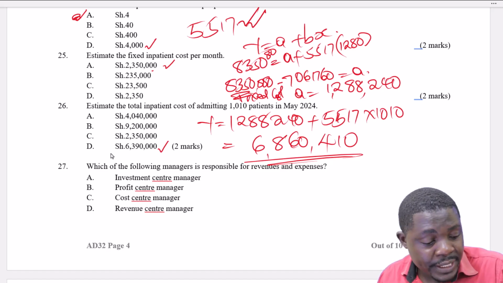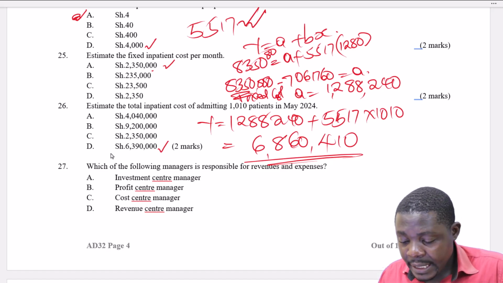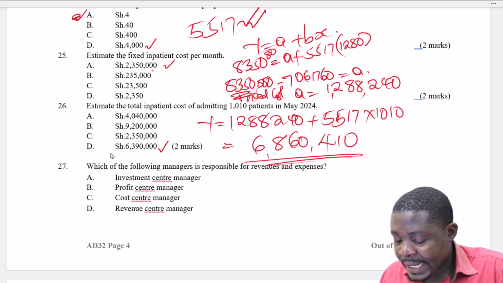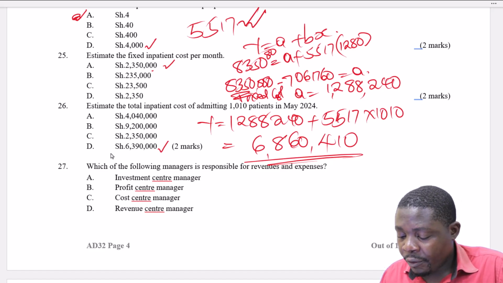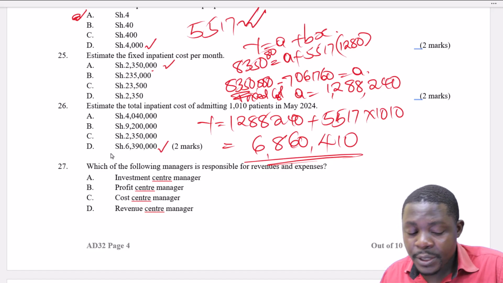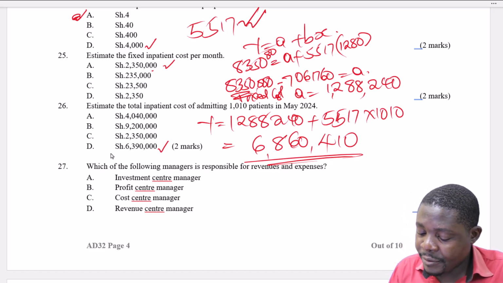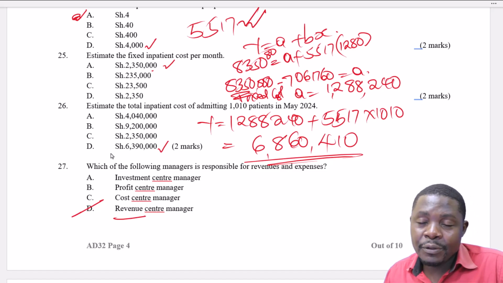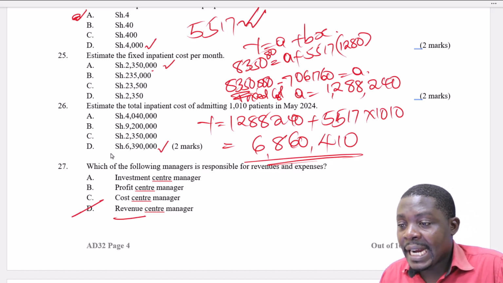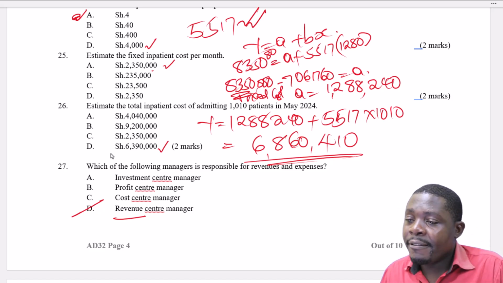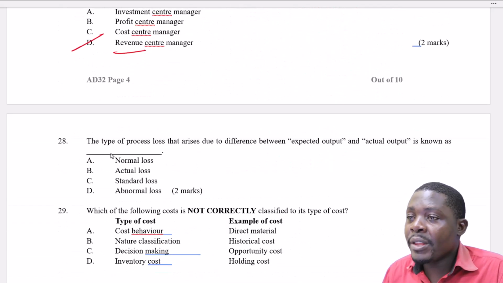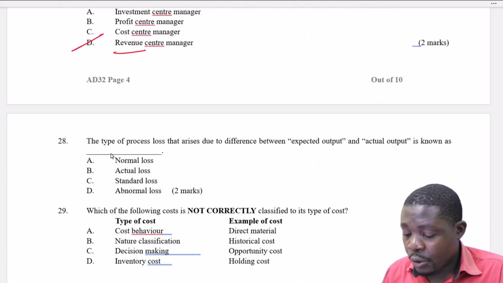Then look at question 27. They ask which of the following managers is responsible for revenues and expenses? In this case, we look at the revenue center manager, because it's the manager in charge of all the revenues incurred, or the revenue center is the one looking at the revenue generated versus the expenses incurred in an organization to determine whether we are making profit or loss.